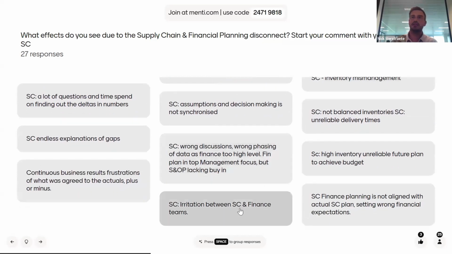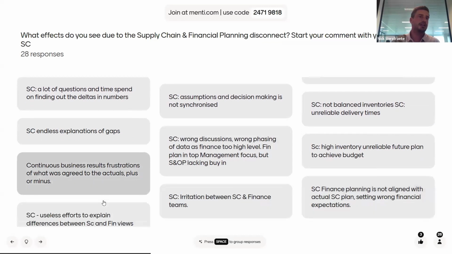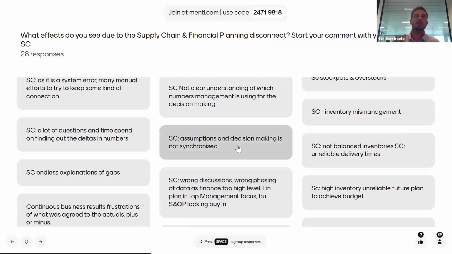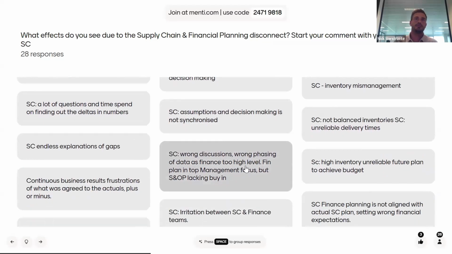Irritation between supply chain and finance teams. Finance planning is not aligned with the actual supply chain plan. Setting wrong financial expectations. Useless efforts to explain differences between supply chain and financial views. Okay, quite some negative effects, if you ask me. Assumptions and decision making are not synchronized. Wrong discussions.